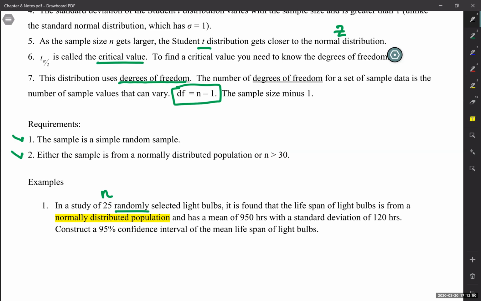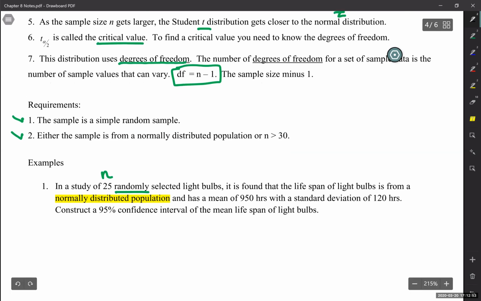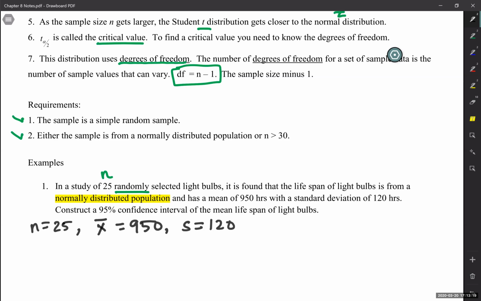All right, so I already identified n. I'll just write it all down here so we have it all together. So we have n is 25. The mean is 950. And the standard deviation is 120. So the mean and the standard deviation, those are both samples, x bar and s, because we're talking about that sample of 25 randomly selected light bulbs. And then our confidence interval is 95%.